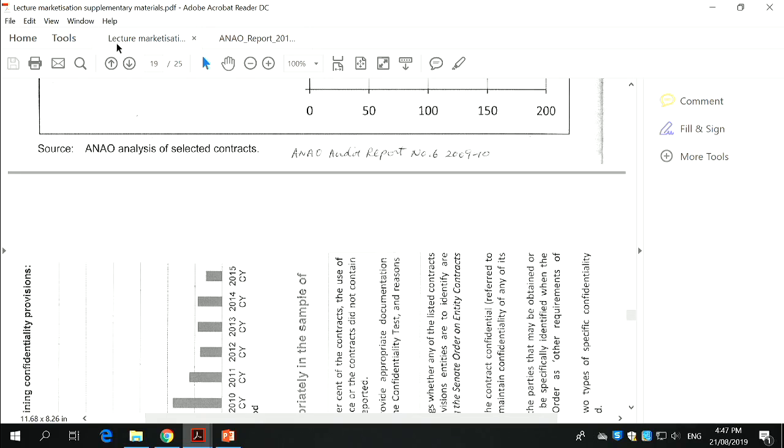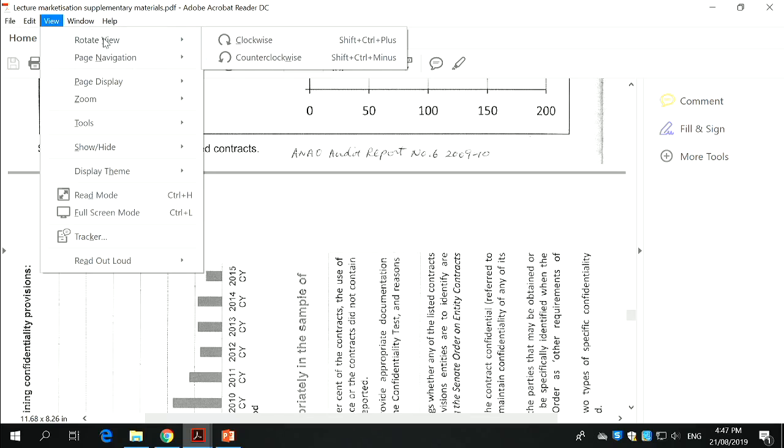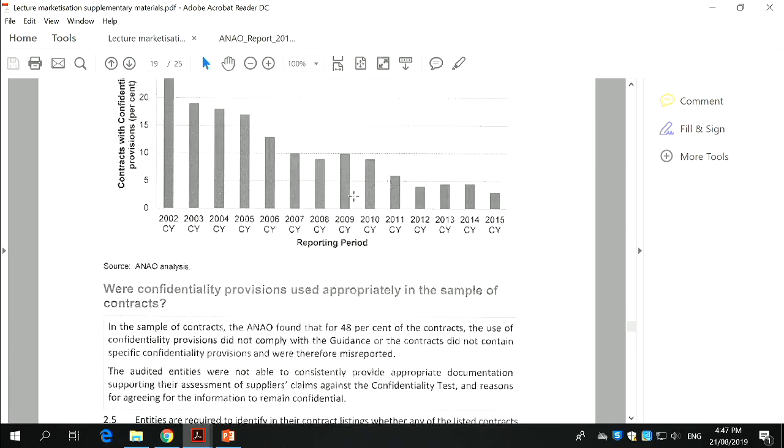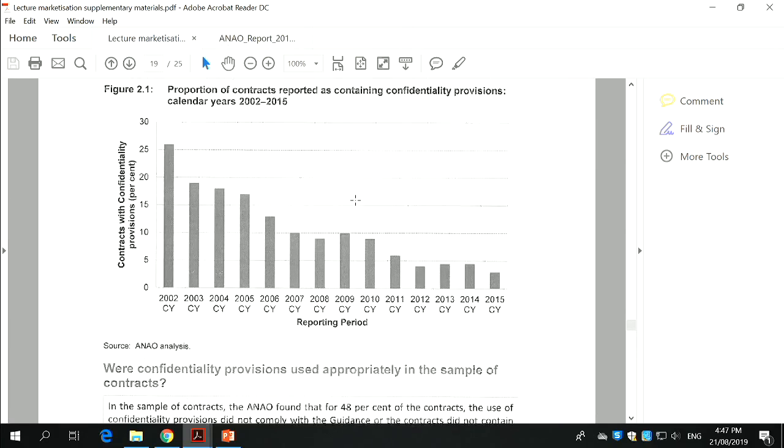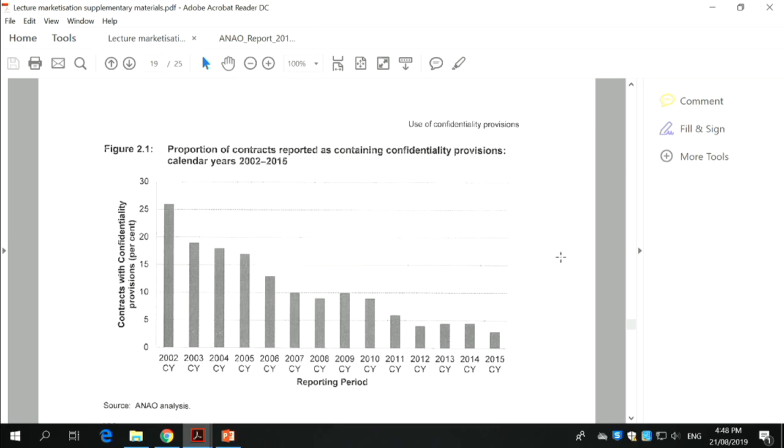So over time, ANAO continues to conduct audits of the Senate order. And so this is a trend. Now, if we look at 2018, there are about 20% of the contracts that contain confidentiality provisions.